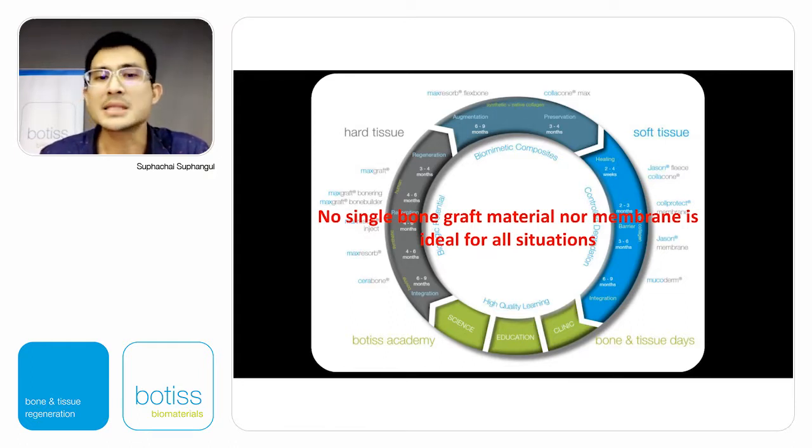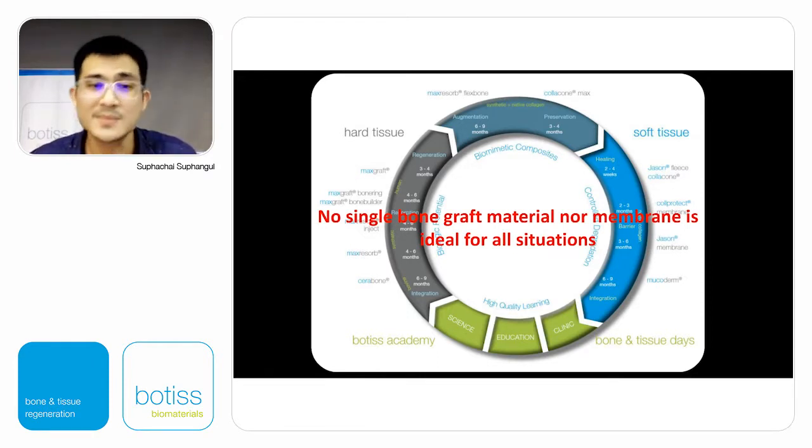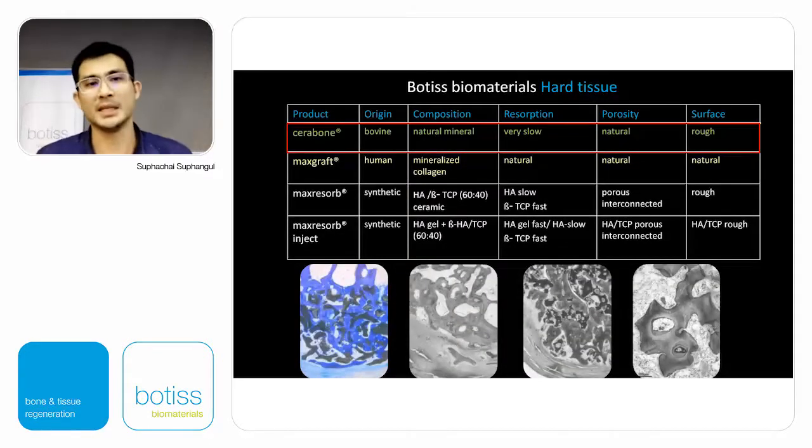But there is no single bone graft material or membrane that's ideal for all situations. Some situations are good for the Xenograft, some situations are good for the Allograft, and some situations are good for synthetic also. I will explain more in detail.